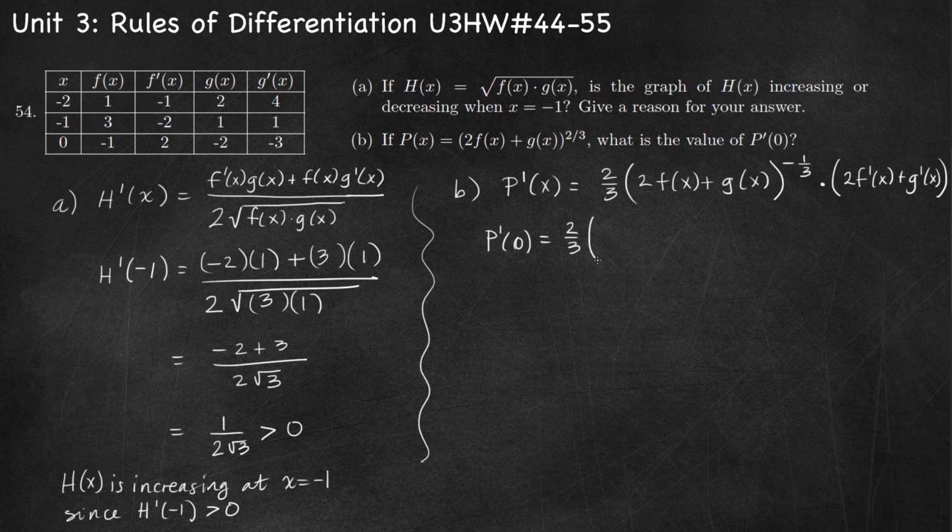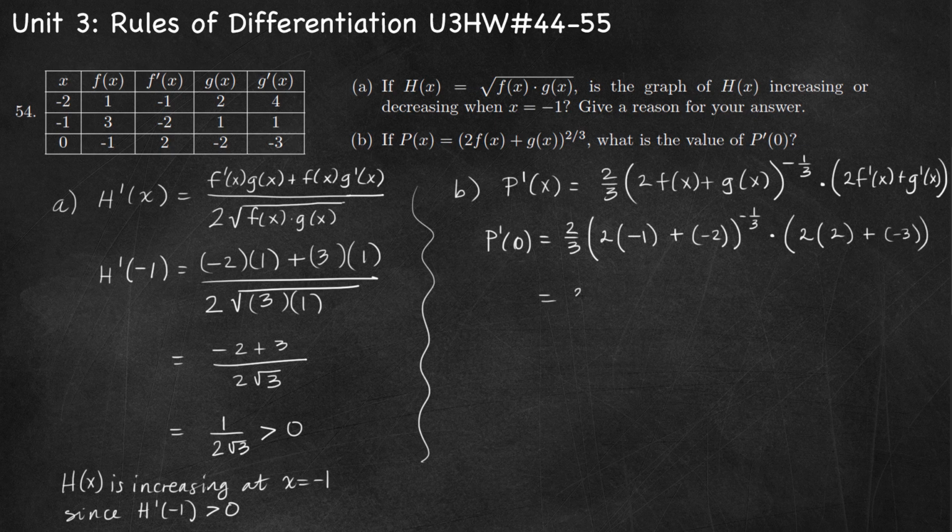So 2/3 times 2 times f of 0. F of 0 is negative 1, plus g of 0. G of 0 is negative 2. That is raised to the power negative 1/3 times, and then 2 times f prime of 0, which is 2, plus, and then g prime of 0 is negative 3.